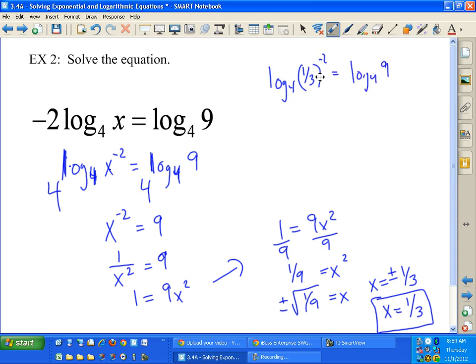And so negative 2 means that this fraction is the wrong way, so it's really log base 4 of 3 squared, which equals log base 4 of 9, which makes sense that log base 4 of 9 equals log base 4 of 9. So these should check out when we do these problems.